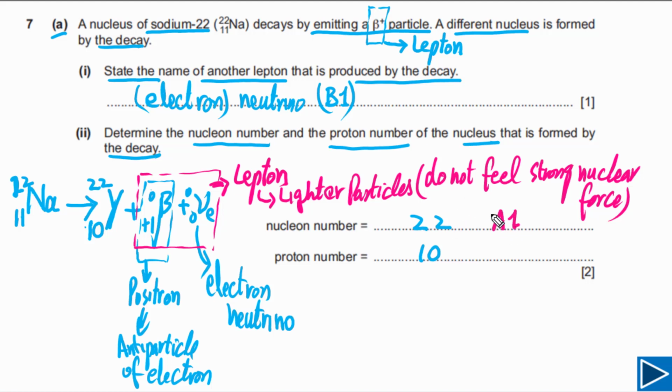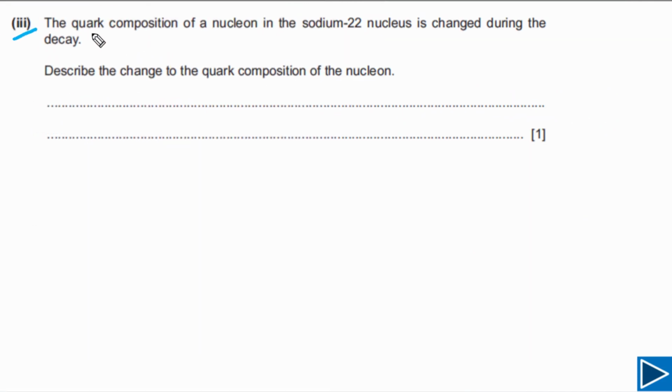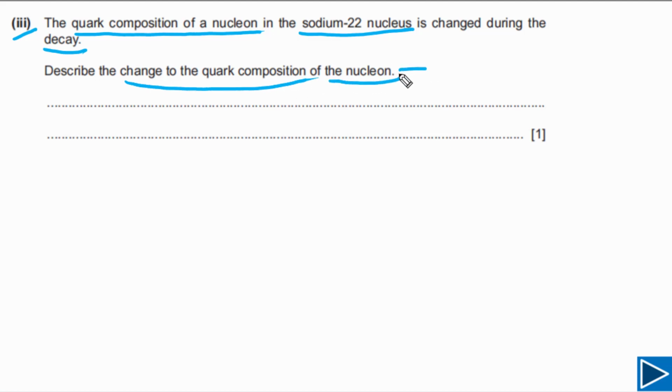If you have written 22, you will get 1 mark, and the second mark you will get if you have written 10, meaning the proton number. For this question, we are given that the quark composition of a nucleon in the sodium-22 nucleus is changed during the decay. We need to describe the change to the quark composition of the nucleon. So first of all, let's try to understand what a nucleon is. Nucleon simply means any particle in the nucleus. So we can say any particle in the nucleus is named a nucleon.